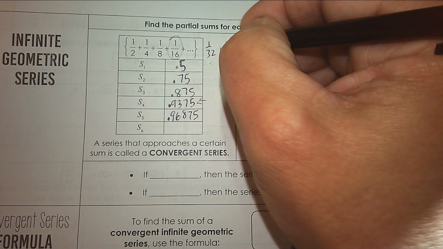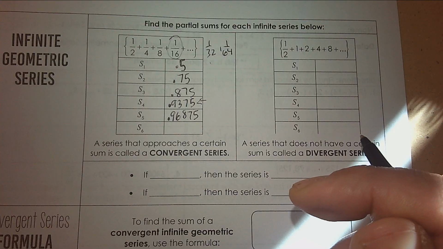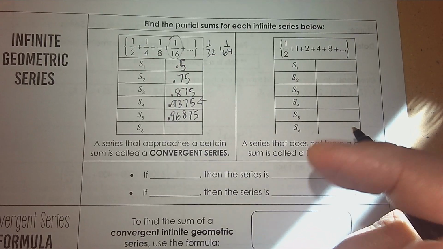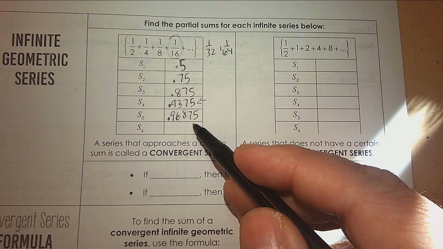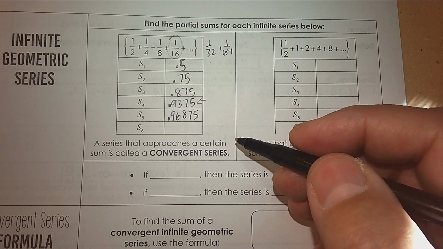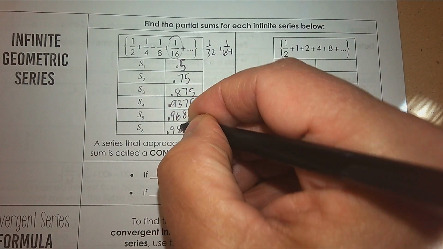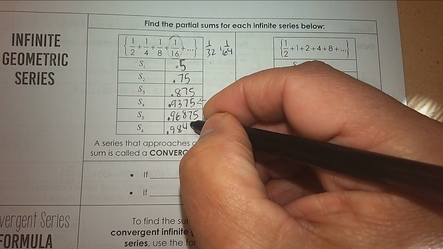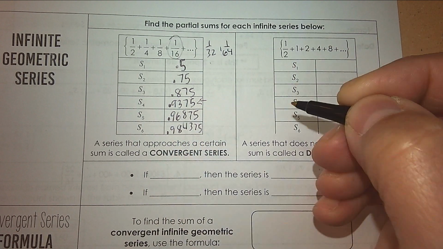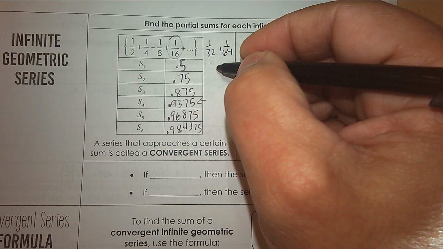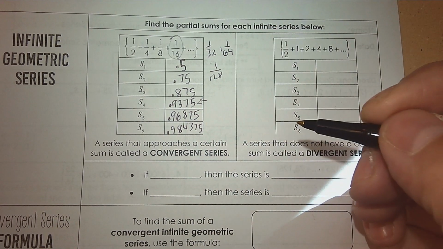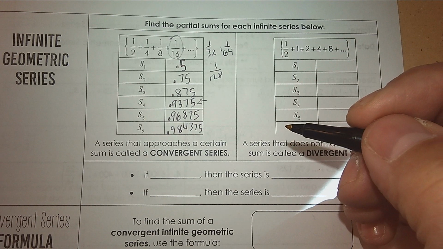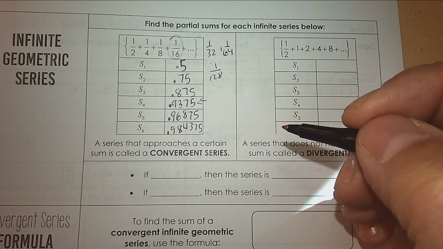Now which one would you use? What's half of that? Add 1/64 to that. So 0.96875 plus 1/64. Now what do you get? 0.984375. Let's do the next one. It doesn't tell you. Add 1/128 to it. What answer do you get?